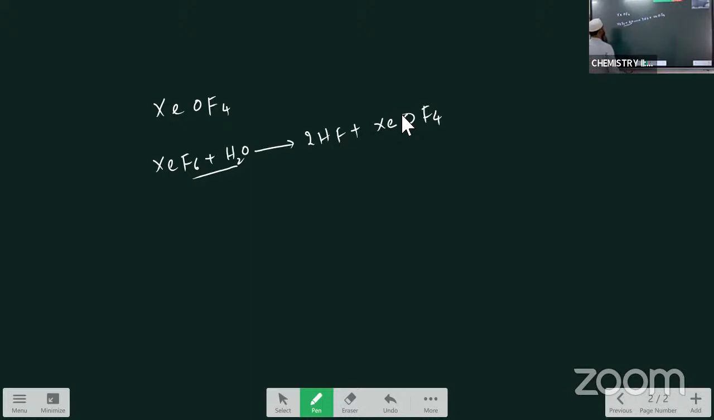Partial hydrolysis of XeF6 gives XeOF4. Next, once again, what is the structure of this XeOF4? तो xenon 8th ग्रुप का है, 1 2 3 4 5 6 7 8 लाइन्स डाल लीजिए ऐसा. नाउ देन 4 फ्लोरीन एटम्स को ऐड करिए, 1 2 3 4.